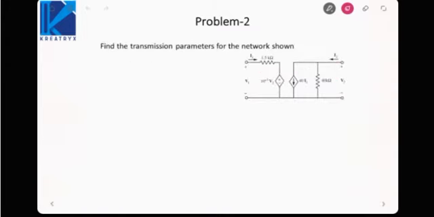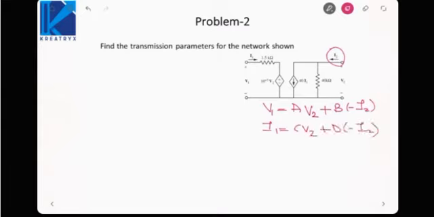Moving on to the next problem, it is asking us to find the transmission parameters. Transmission parameters relate the input and output parameters as V1 is equal to A V2 plus B (minus I2). Why minus I2? Because it is showing as incoming current. I1 equals C V2 plus D (minus I2). So this is the relation between the input and the output parameters.